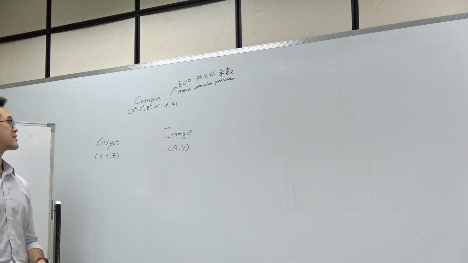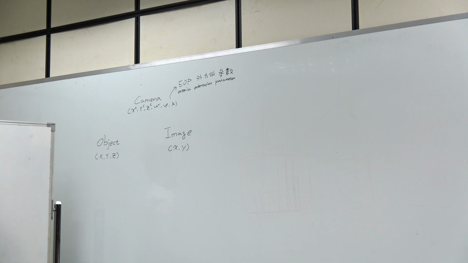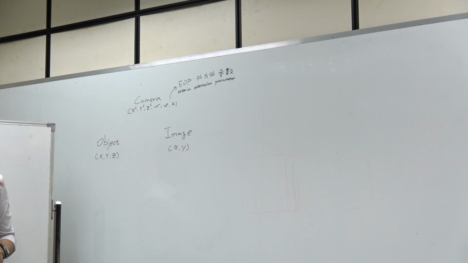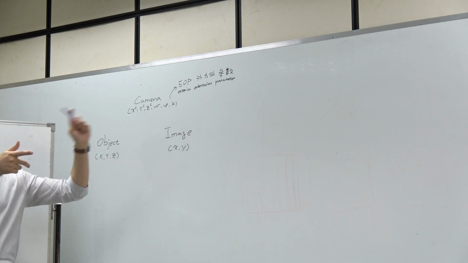So XC, YC, ZC, and omega phi kappa, what are those things? So here, the XC, YC, ZC, the C indicates the camera. So that means where the camera is. So you have a camera, right? So where the camera is, that's the location. However, the camera has the angle, you can say the shooting angle. So that is defined by omega phi kappa.